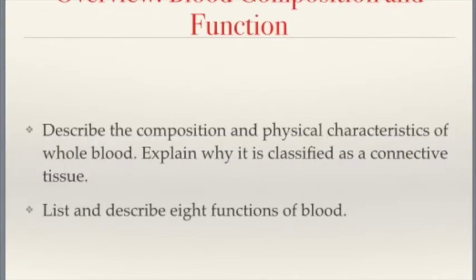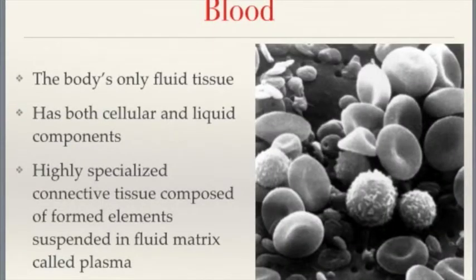All right, so I'm going to go right into our first slide on blood. Blood is the only fluid tissue in our body. It's also a connective tissue. That's what I really want you guys to focus on, is that blood is a connective tissue, and I want you to be able to understand why it is a connective tissue. The main reason is that it has both cellular and liquid components, like connective tissue. There are cells living in the connective tissue surrounded by an extracellular fluid-like matrix. And that's what we see in blood.